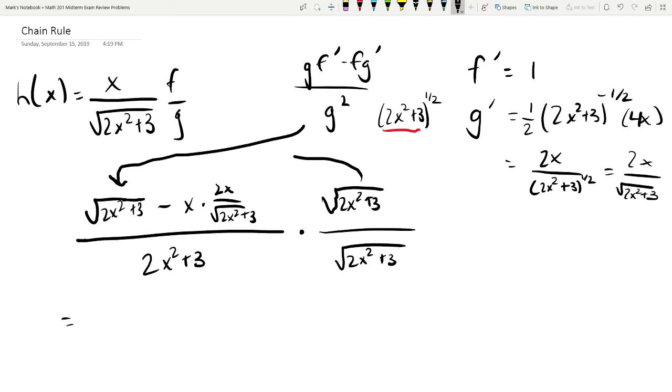Okay, so I'm just going to distribute this to each term. Here, square root of 2x squared plus 3 times the square root of 2x squared plus 3. The square roots cancel each other out. And then, here x times 2x minus 2x squared, and then the square root of 2x squared plus 3 in the denominator, and the 1 in the numerator will cancel each other out.